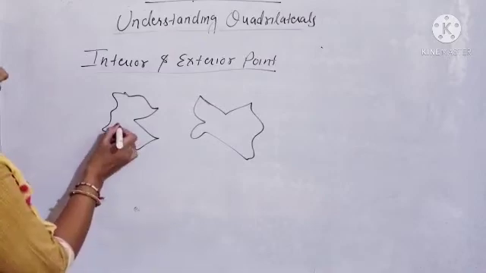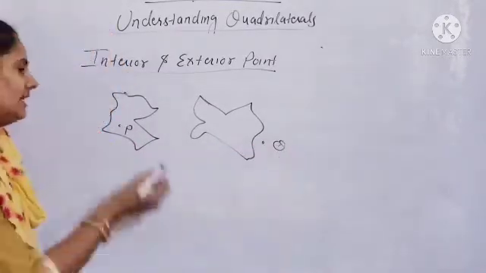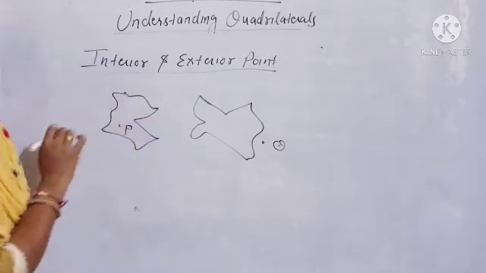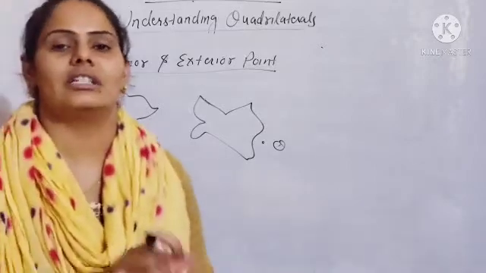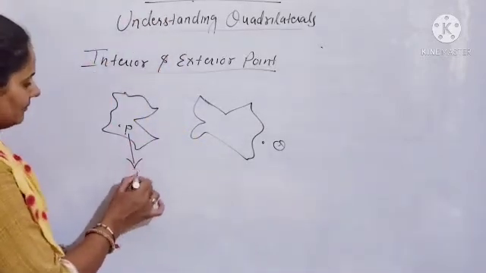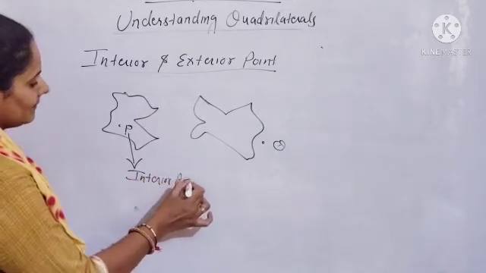If I am taking a point here P and I am taking one point here Q, so you can say this one, okay. Any point which is given inside of the diagram, inside of the closed curve, this point is called the interior point, okay. This is called the interior point.